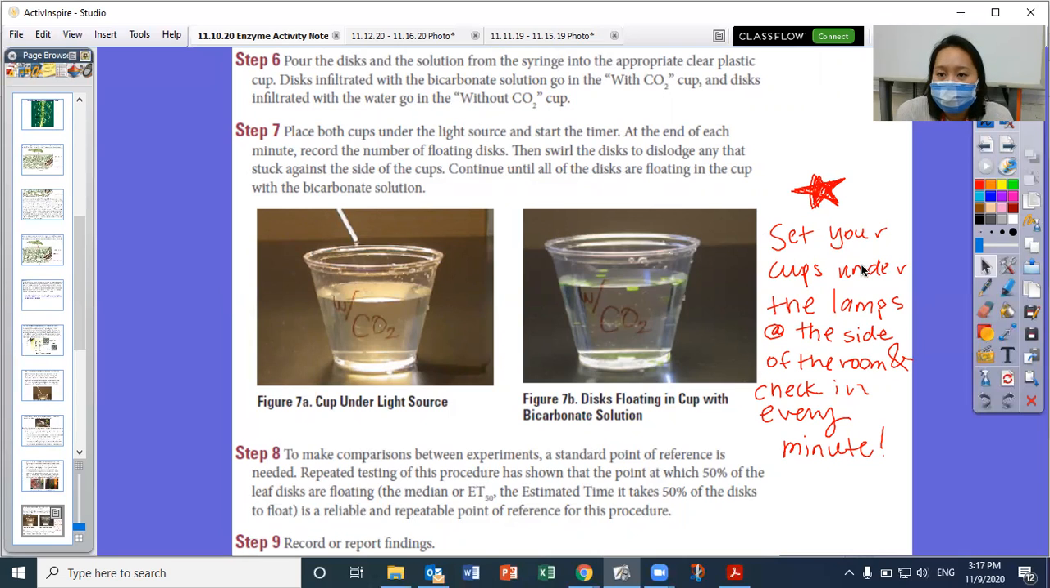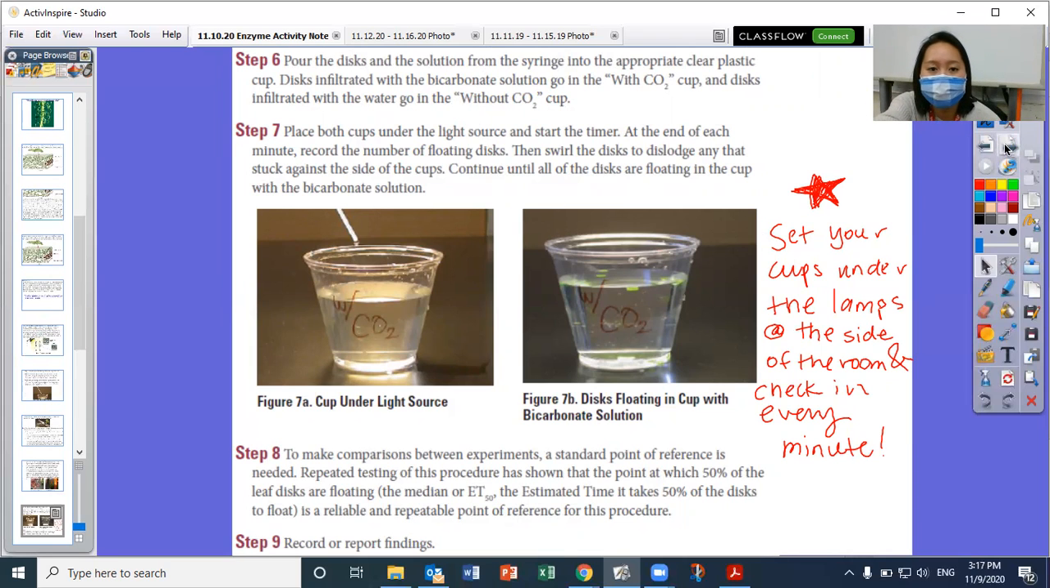So we're going to be checking those every single minute. And on the minute, you're going to be counting how many are floating and how many are sunken. And it's an easy kind of calculation, because we're just going to want to count how many are floating as the focus. I don't actually think you have to count how many are sunken. 1, 2, 3, 4, 5, 6, 7. I will count them for you though.